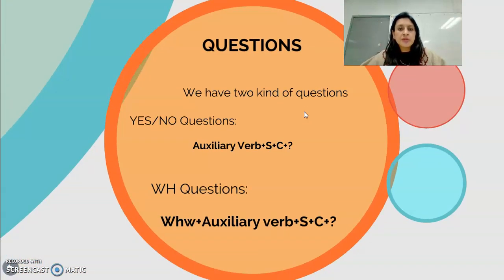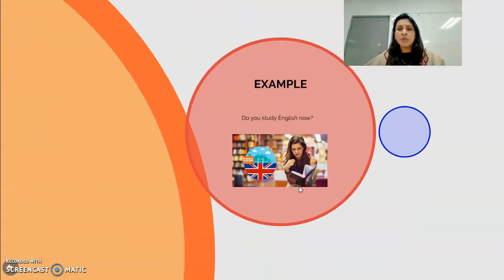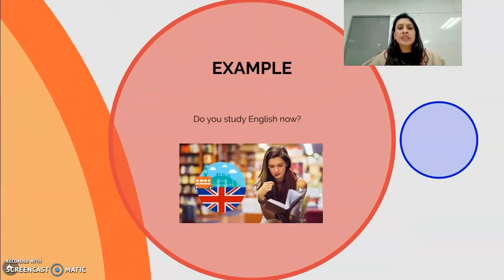For questions, we have two kinds of questions: yes/no questions and WH or information questions. In order to make yes/no questions, you use an auxiliary verb plus a subject plus a verb plus a complement plus a question mark. For example, do you study English now? This is the auxiliary, this is the subject, this is the verb, the complement, and the question mark.